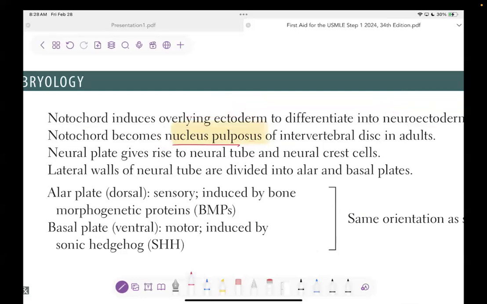notochord makes nucleus pulposus, now we switch to neural plate. We know that the neural plate is the inward part of the ectoderm, which was pulped by the notochord, and gives rise to neural tube and neural crest. So how is neural crest made? We understood that neural tube is made on day 20 to 22, right? It is made. So what is neural crest?